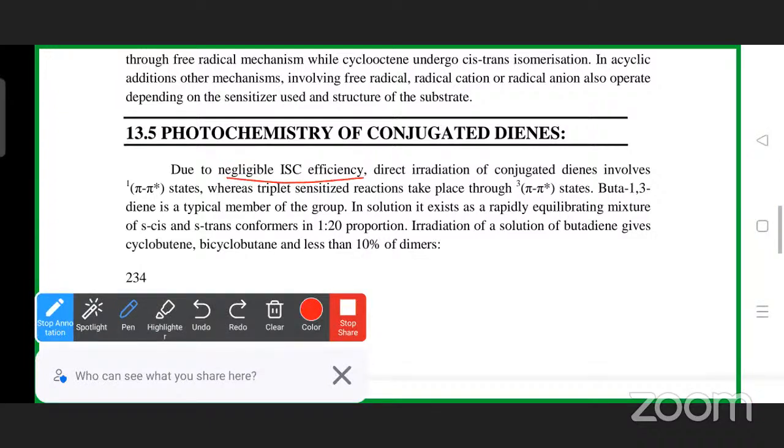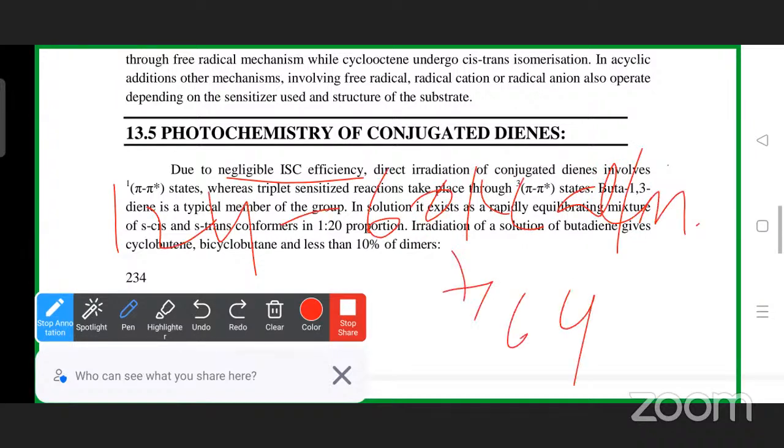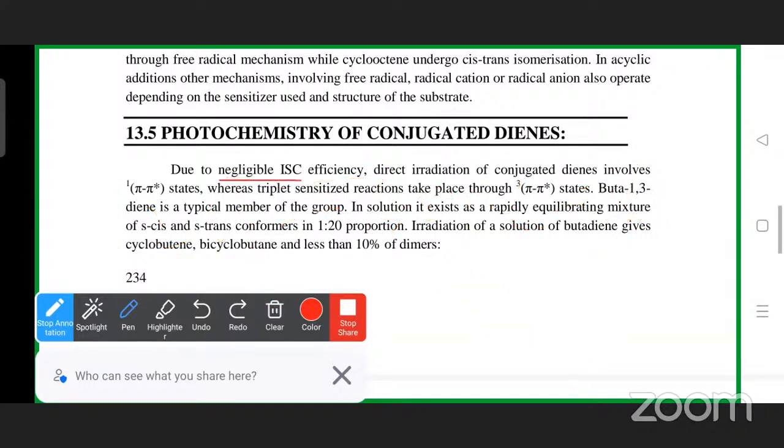Why is it negligible? Because the energy gap between the singlet transition state and the triplet transition state is high, 124 minus 60 kilocalories per mole, so it is 64 kilocalories. That's why it has negligible ISC efficiency.